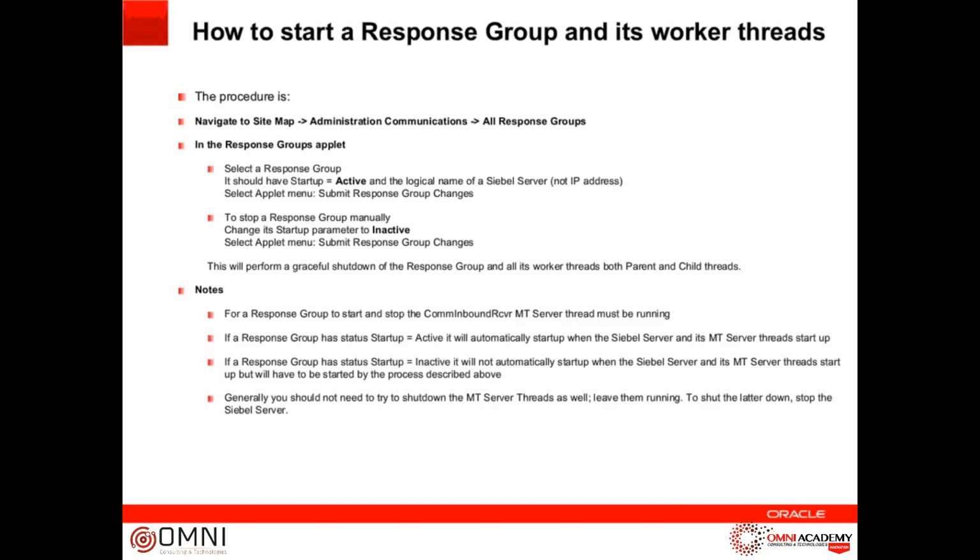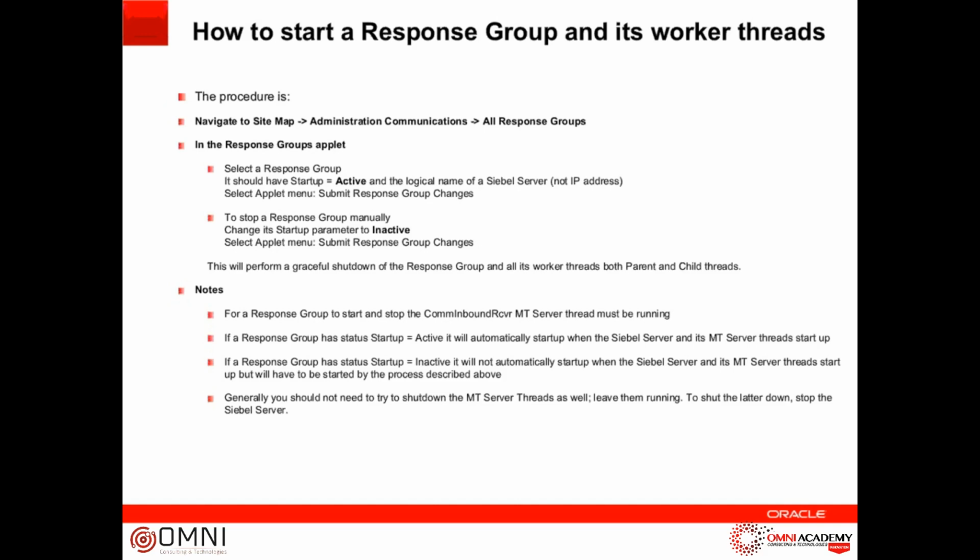Similarly, to stop the response group, we have to ensure that its startup value is set to inactive, and then we have to do a Submit Response Group Changes. This will perform a graceful shutdown of the response group and all its worker threads for both parent and child threads. So for a response group to start and stop, the COM inbound receiver empty server thread must be running.